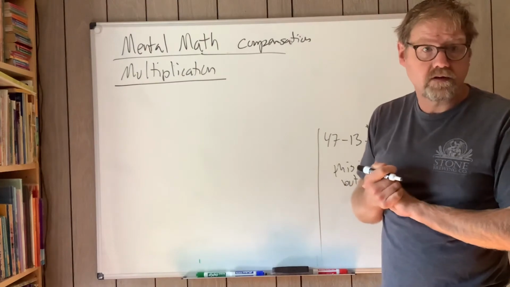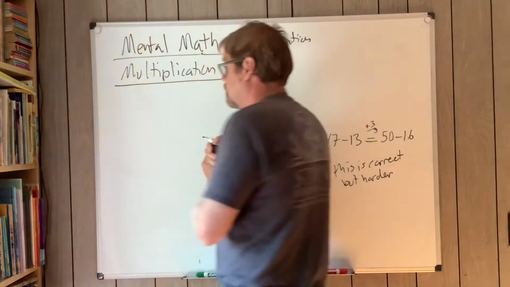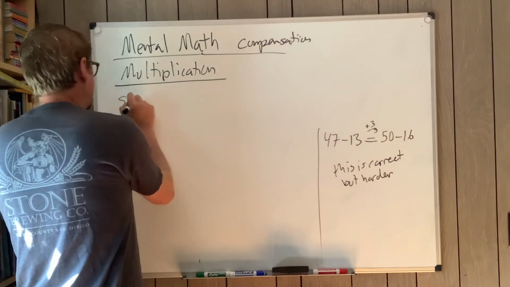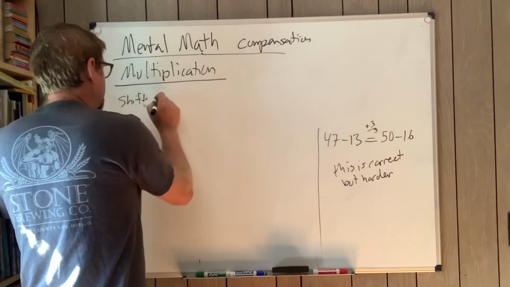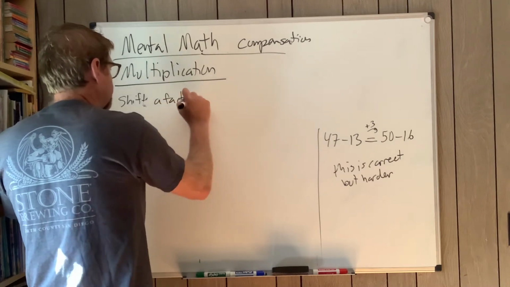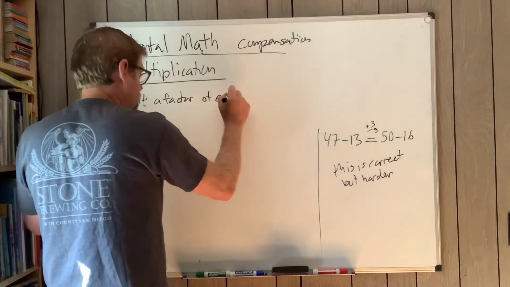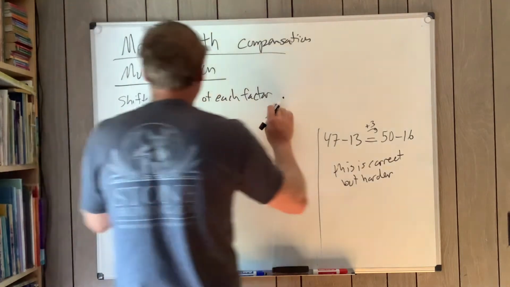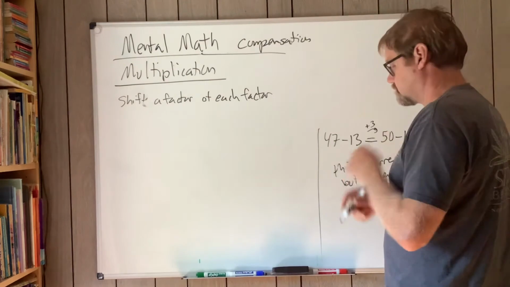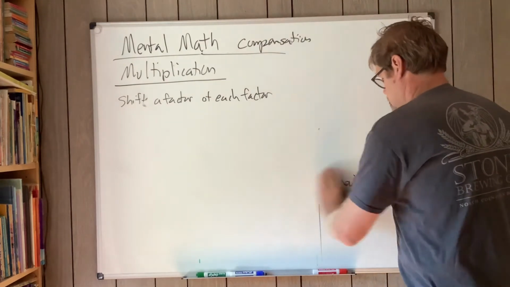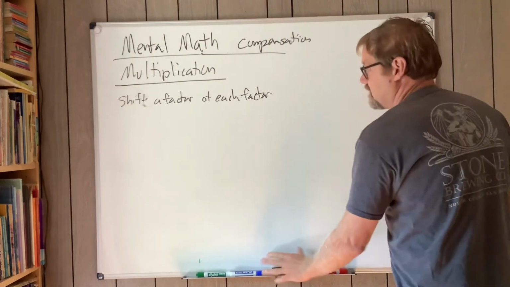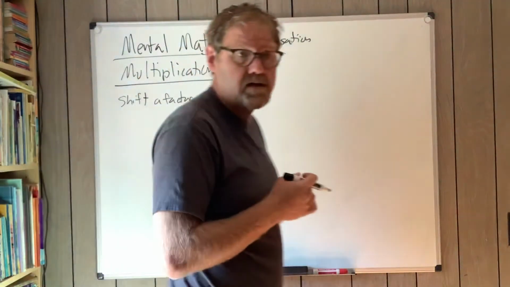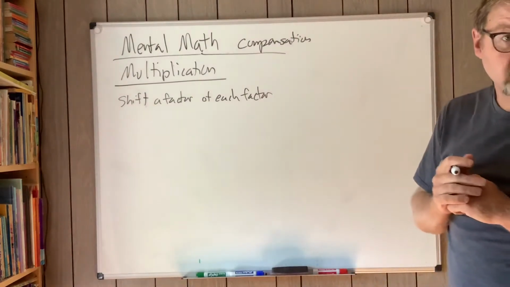All right. So multiplication, what are we doing? Multiplication works like addition in here. What we're going to do is shift a factor of each factor. This is going to be a little confusing, and that's kind of the way to word it. But let's go through and talk about some examples here.